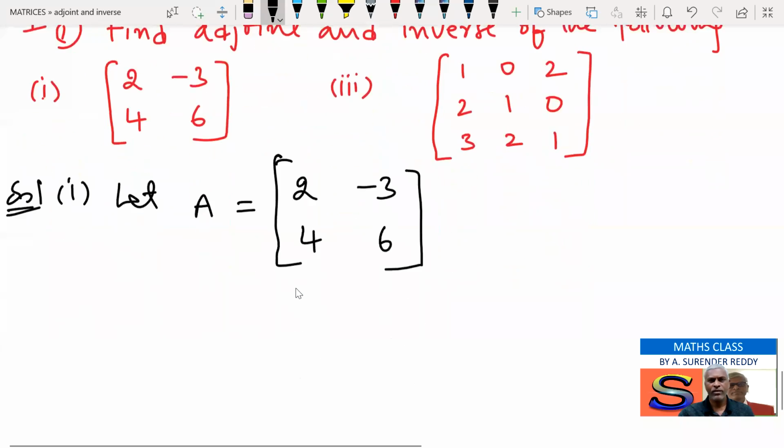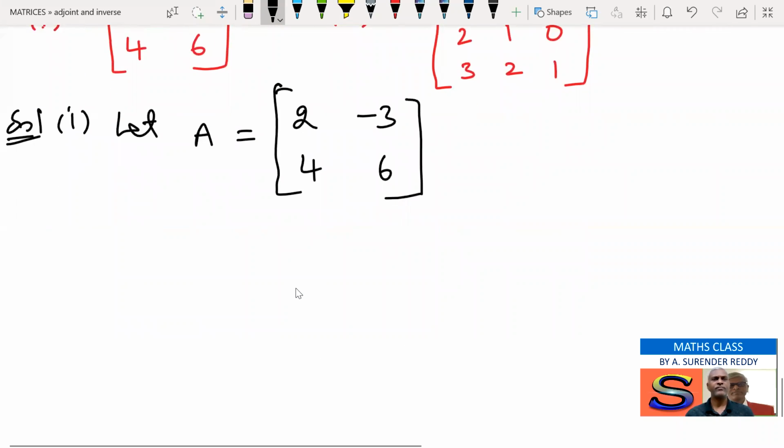మనం A అనుకుందాం ఇచ్చిన matrix. And first we have to find adjoint and then determinant. It is a 2 by 2 matrix. Clearly it is a square matrix, non-singular. Now the definition, A inverse is adjoint by det A. Now let us find first adjoint.